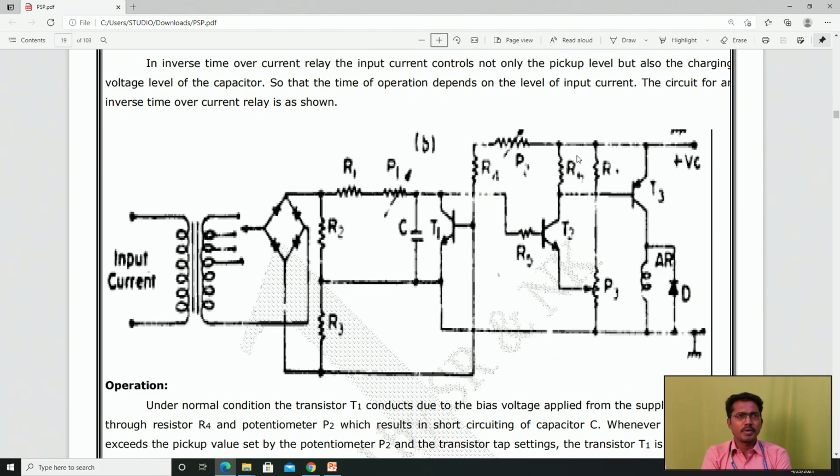Inverse time static relay means depending upon the magnitude of fault current, the time will be given for the relay operation. For 100 ampere it is taken as 5 minutes, and for 10 ampere it will take 20 minutes. So for a small value of fault current, the time will be higher. For a larger value of fault condition, the time will be very much lesser. That is the inverse time operation.